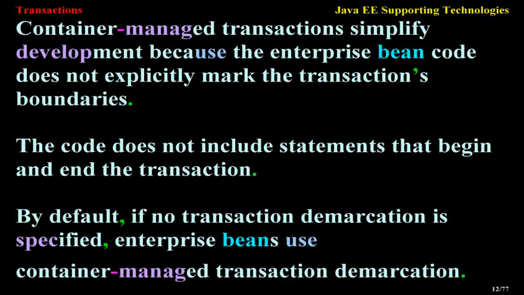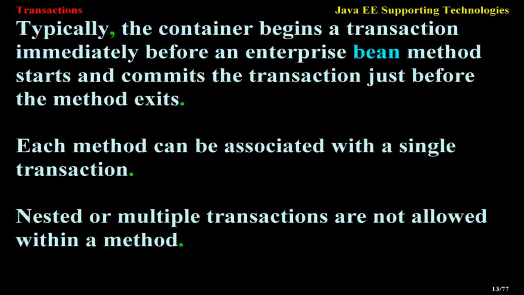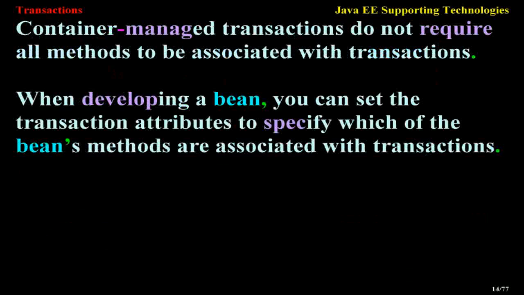By default, if no transaction demarcation is specified, enterprise beans use container-managed transaction demarcation. Typically, the container begins a transaction immediately before an enterprise bean method starts and commits the transaction just before the method exits. Each method can be associated with a single transaction. Nested or multiple transactions are not allowed within a method. Container-managed transactions do not require all methods to be associated with transactions. When developing a bean, you can set the transaction attributes to specify which of the bean's methods are associated with transactions.